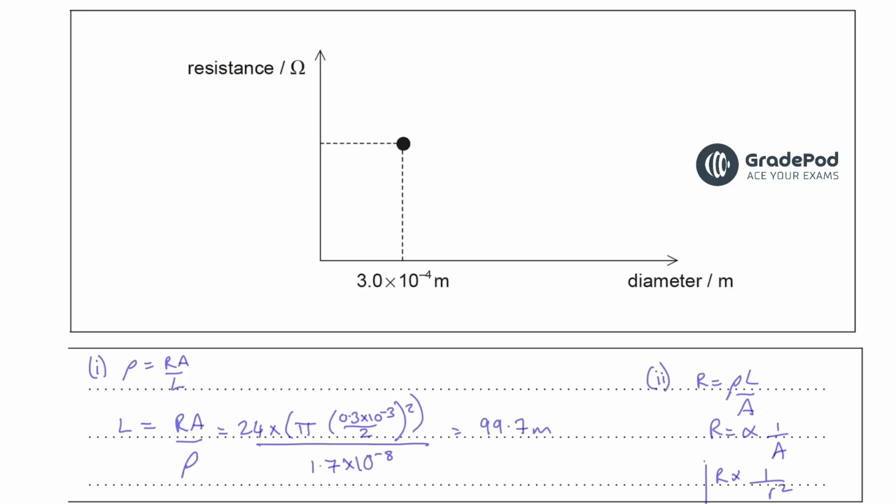So our graph is going to show 1 over r squared, and we can say r squared is the same as diameter squared because it's just a constant that separates them. So we're going to have a look like this. It's going to go through that point. It's going to be a curve, and it's going to be asymptotic at the axis. And there's our answer there.